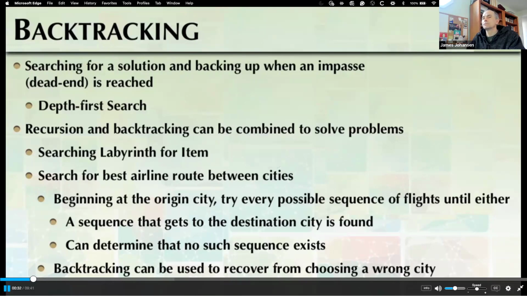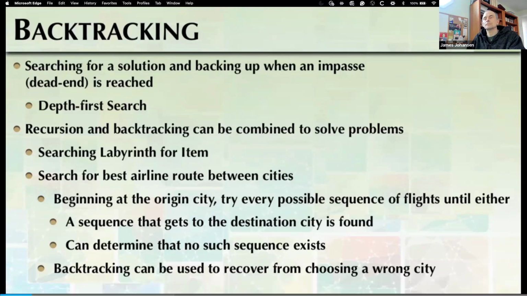Such as searching a labyrinth of caves for a particular item, or just trying to find the best airline route between two cities. For example, you could begin at an origin city and then try every possible sequence of flights from one city to another until you either end up at your destination city, or you figure out that there's no route to get from my city to that city based on the current routes that the airline has. Whenever you find out that you chose the wrong city and there's no more routes, you can always back up and try a different way.